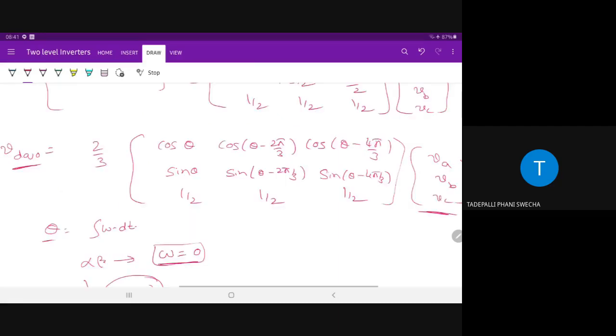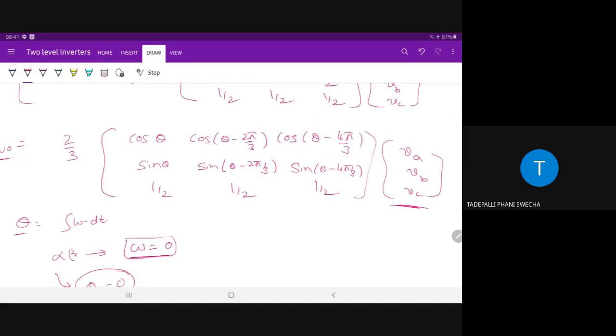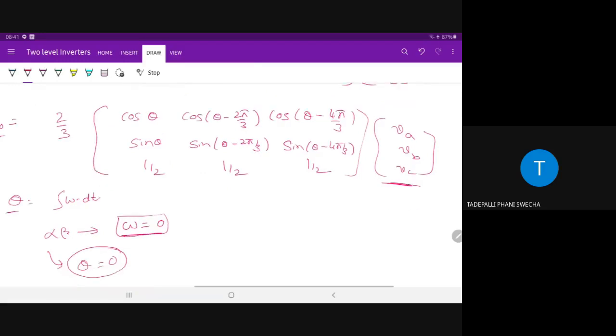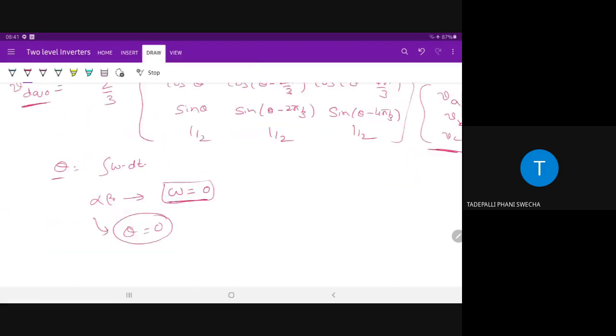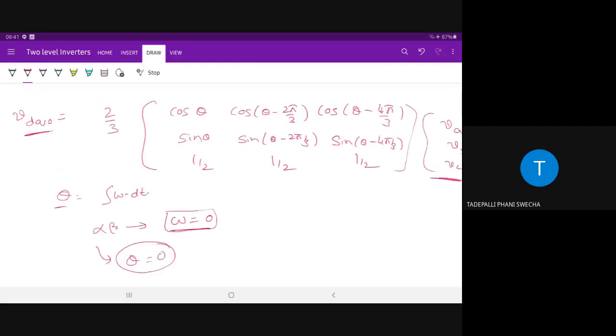If you substitute theta equal to 0, cos theta is 1. Cos minus 2 pi by 3 is minus 0.5. Similarly, cos minus 4 pi by 3 is minus 0.5, and sin theta you will get 0 here, and sin minus 2 pi by 3 is root 3 by 2. Is it clear? So if you substitute theta equal to 0, you will get the equations for the alpha beta reference frame.